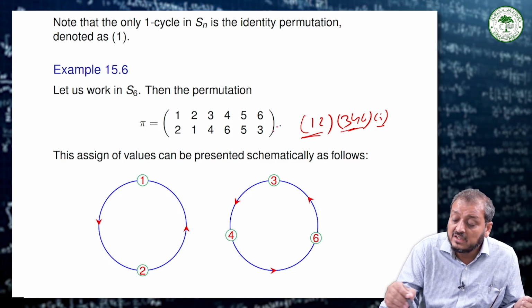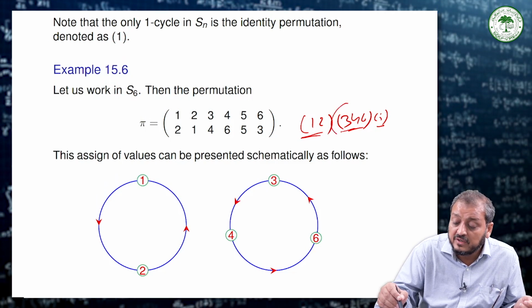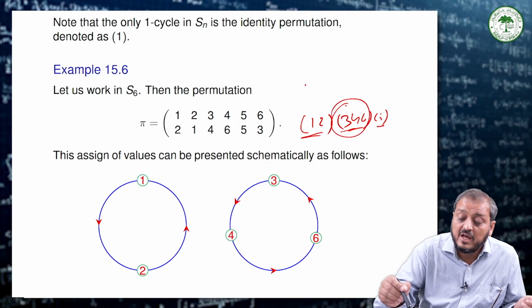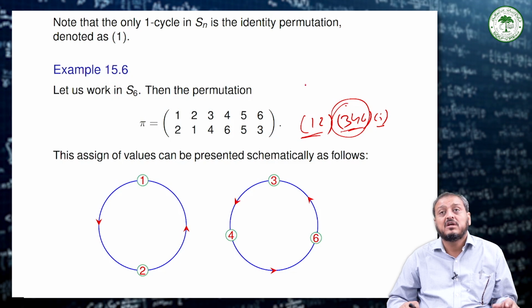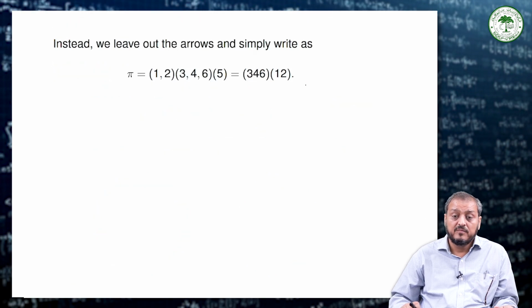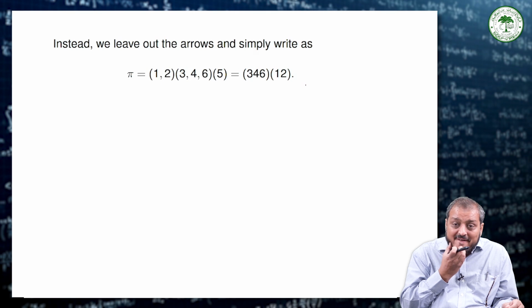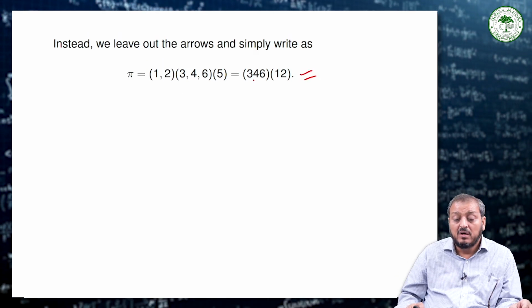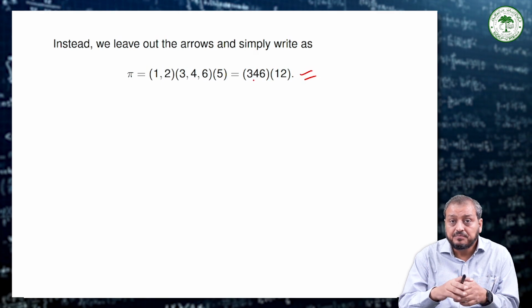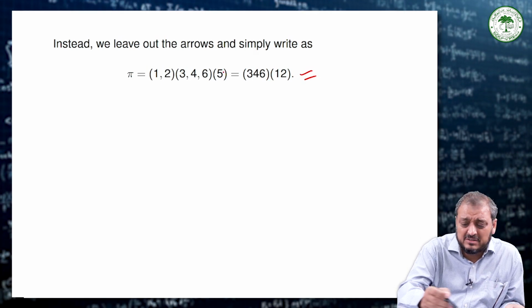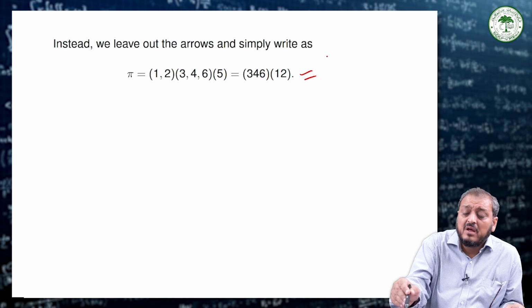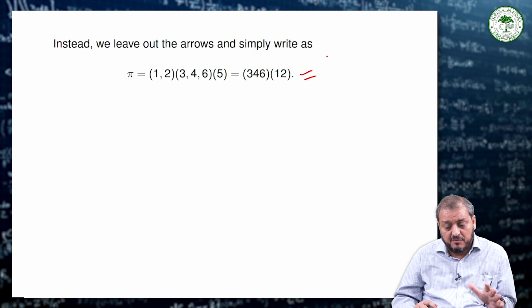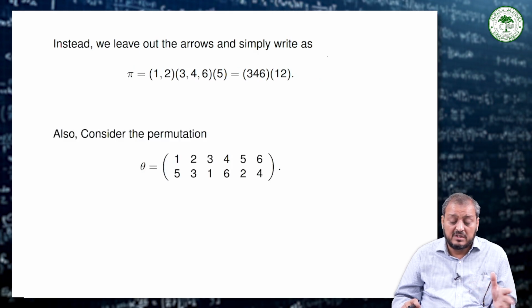And then these are the 3 orbits, and the largest orbit has 3 elements. So, the length of this cycle is 3. Instead of writing the arrow, we simply write it in this form, removing the arrow, and generally we just write it as 4 3 4 6 1 2.